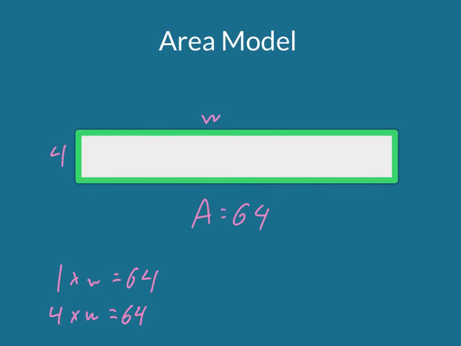I don't know how long this whole thing is. I know my area is eventually going to be 64. There are 64 little boxes in here, and it's also 4 high. What I could do is draw a line here and cut this box somewhere. Let's say that I knew that this yellow section was now 10 wide.